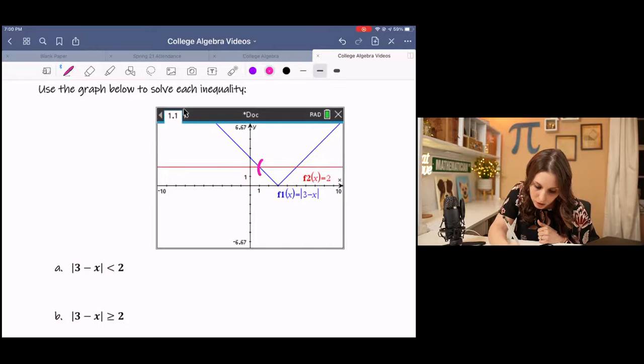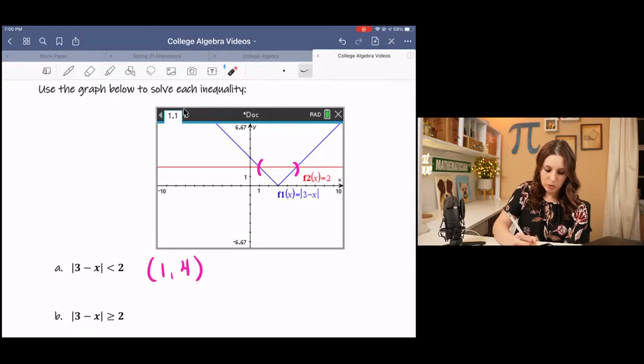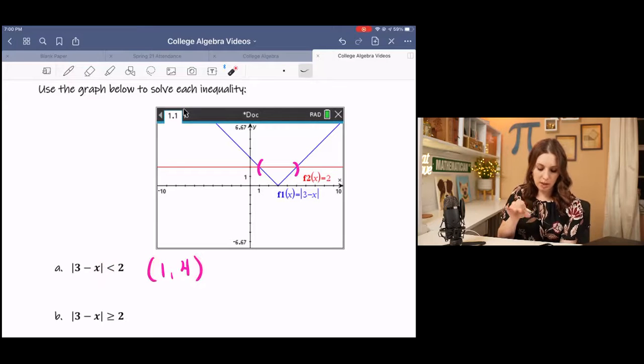to 4. And so that's going to be 1 to 4. I did use parentheses because this was just less than. It didn't have the equal to.